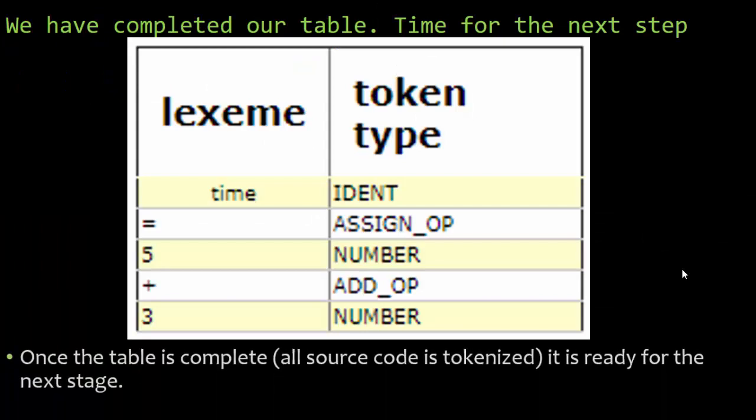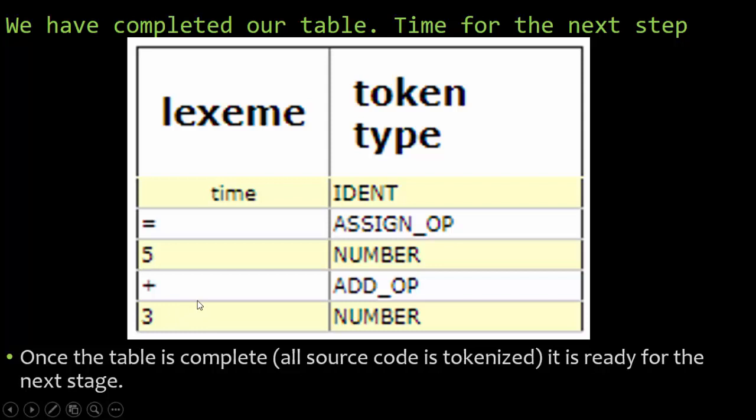So here's an example. This would be time equals 5 plus 3. Time is an identifier, meaning it's a variable. Equal is an assignment operation. 5 is a number. Plus is an addition operation. 3 is a number. So that's another example.